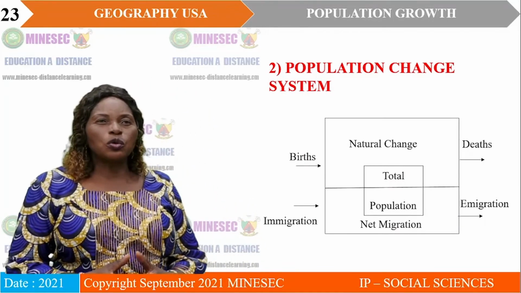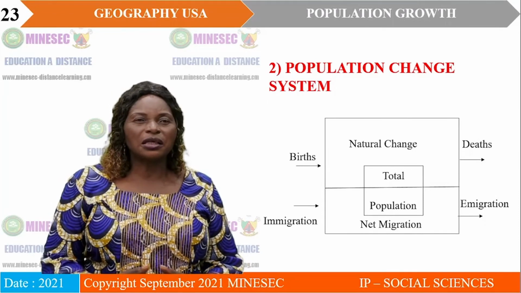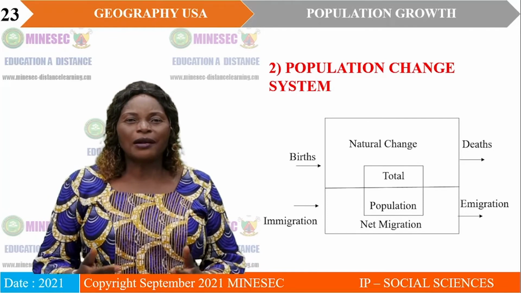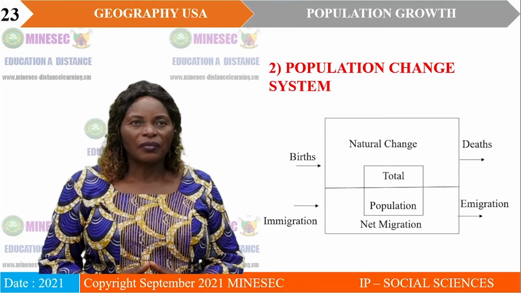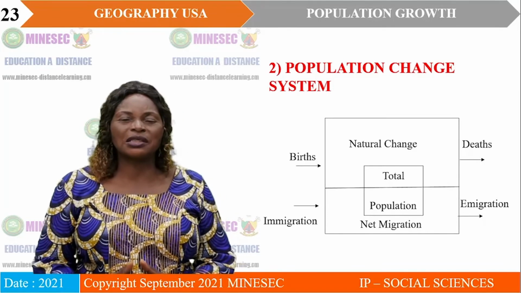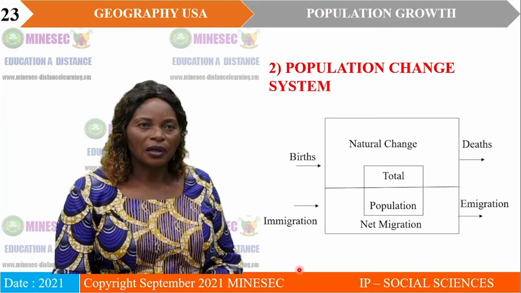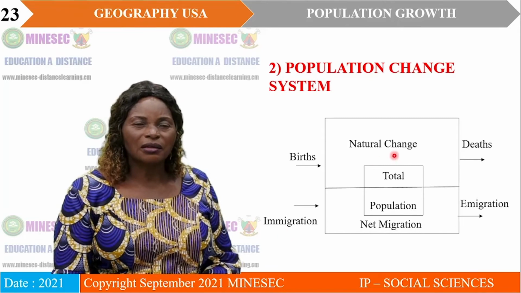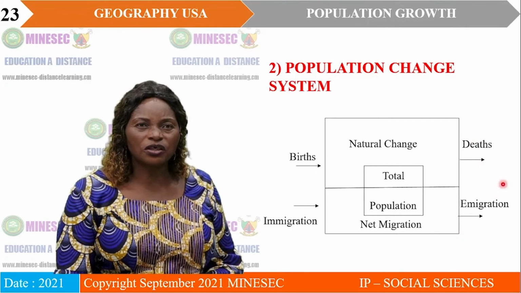Next, we're going to move on to the population change system. We had seen it because it was an assignment that was given to you to do at home. So we are now seeing it as part of our lesson. Population change is an open system with inputs, births, and death and immigration, sorry, processes, natural change, and net migration, output, deaths, and emigration.